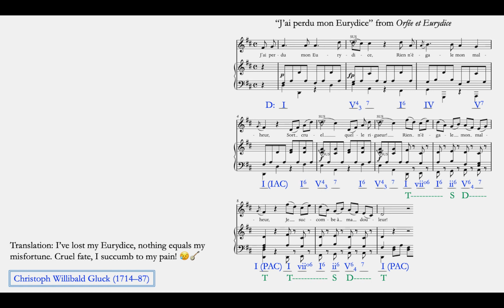J'ai perdu mon Eurydice, rien n'égale mon malheur, soit cruel qu'elle rigueur, rien n'égale mon malheur, je sais combat ma douleur.